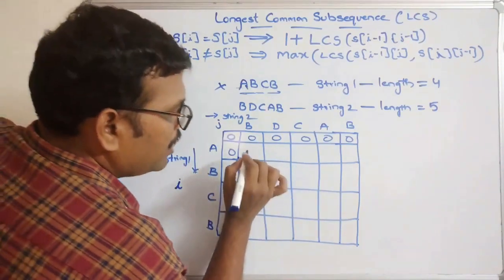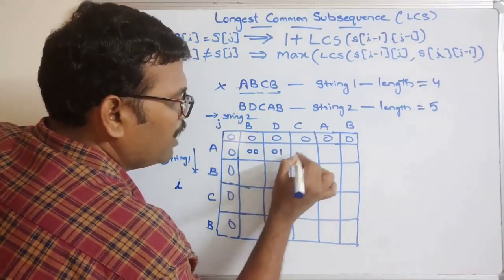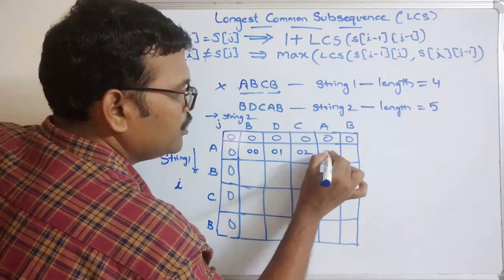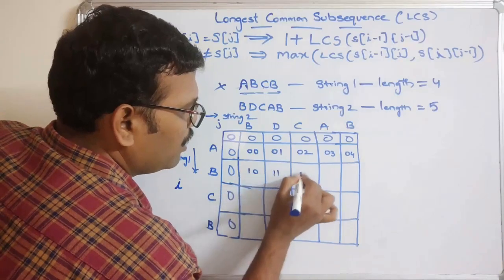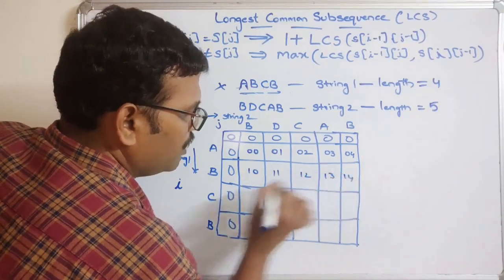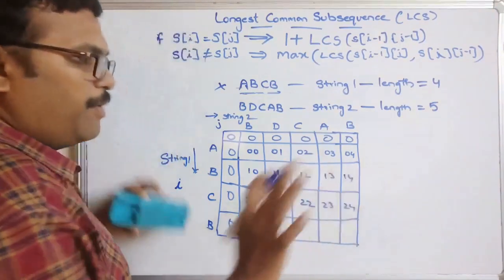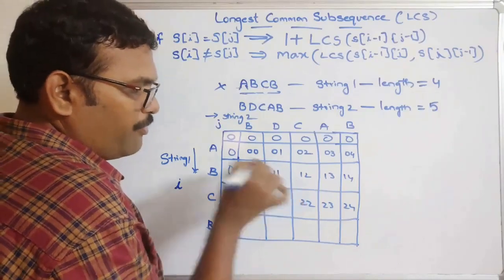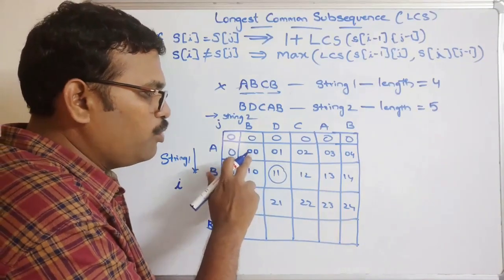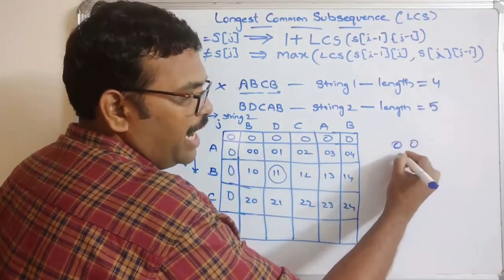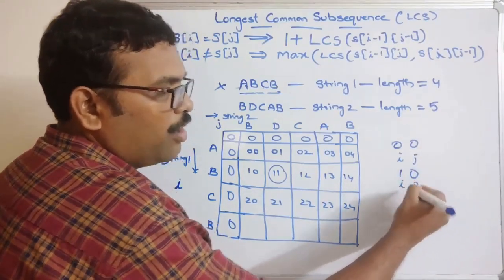For example, let us consider 0,0; 0,1; 0,2; 0,3; 0,4. And here 1,0; 1,1; 1,2; 1,3; 1,4. 2,0; 2,1; 2,2; 2,3; 2,4. If you want to fill this particular position, just remember two things. 0,0 means ith row, jth column. 1,0, first row, 0th column.